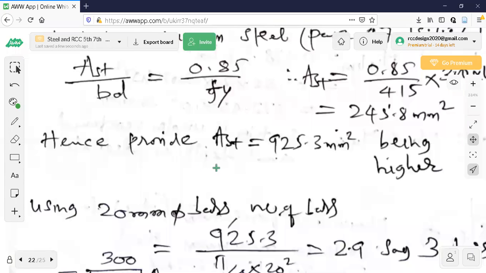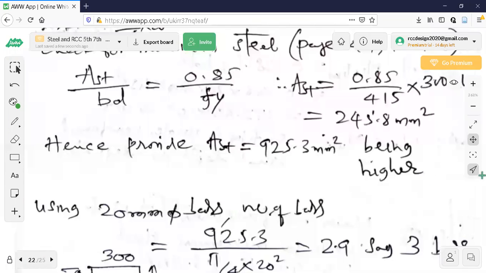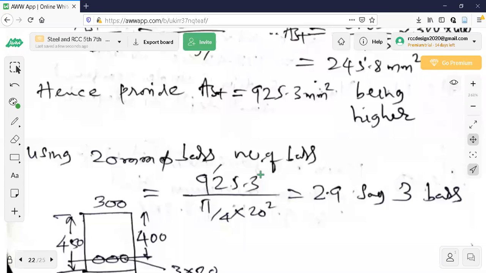So therefore, provide AST equal to 925.3. Once this is finalized, choose either 16 mm or 20 mm bars. You can choose anything between 10 to 20 like that. For these beams, these are not heavy beams, so a 20 mm bar or less than that is enough. Now here also the design is not unique. Somebody may use 16 also.